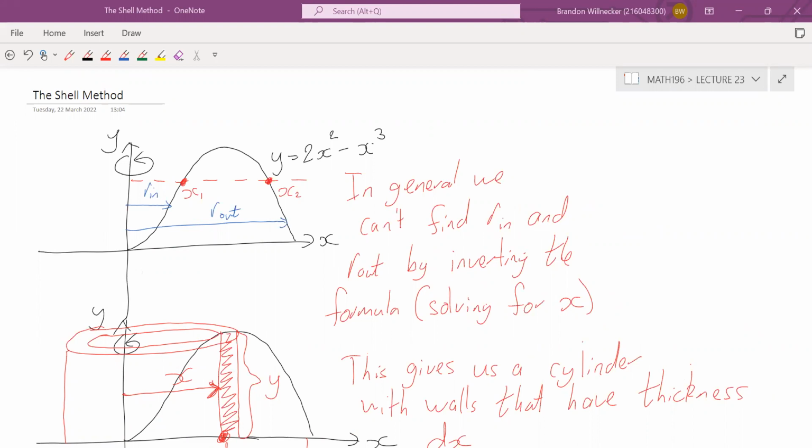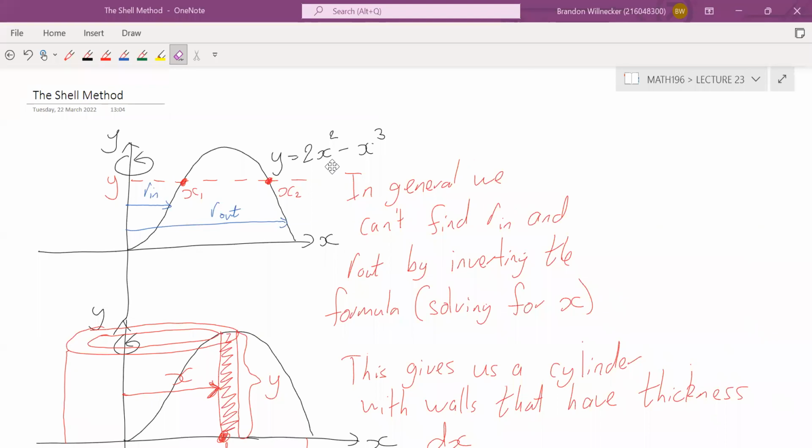However, in general, that's not very easy. If I just give you some random curve like this, you might not be able to solve for x. In this case, given this y value, you might be able to invert this to solve for x. Other times you might not be. So what we need to do is find a new method to find the volume. We're not going to use the washer method.